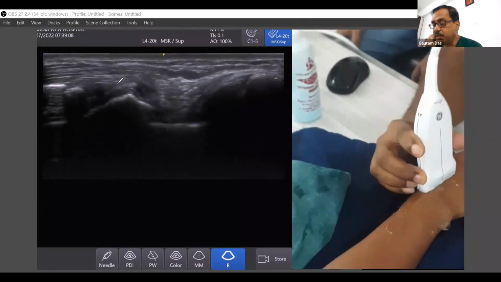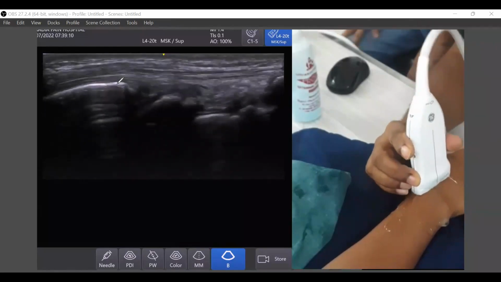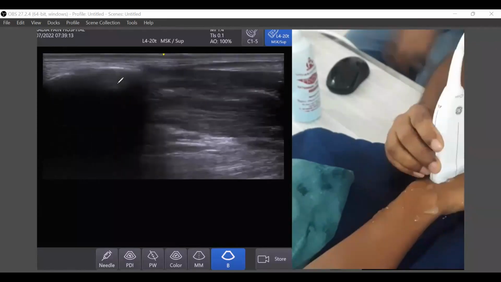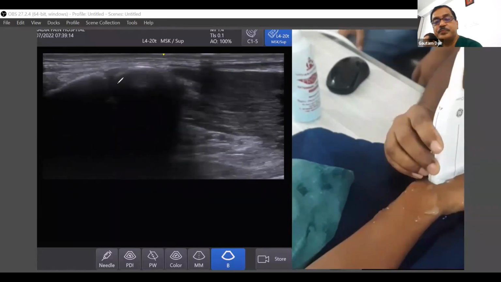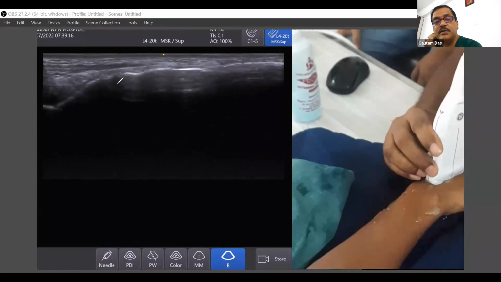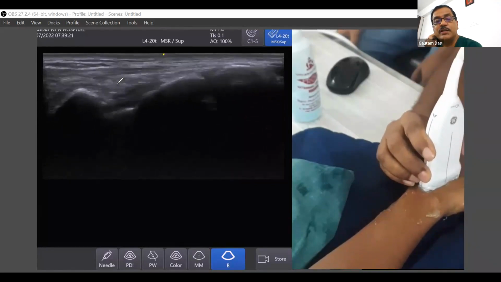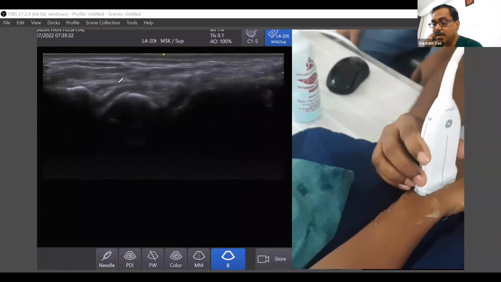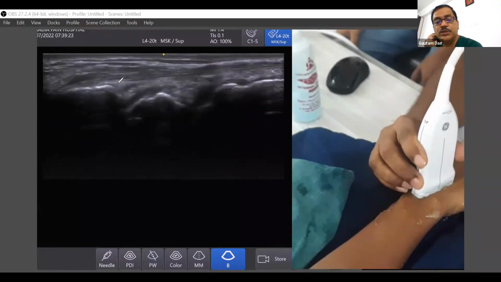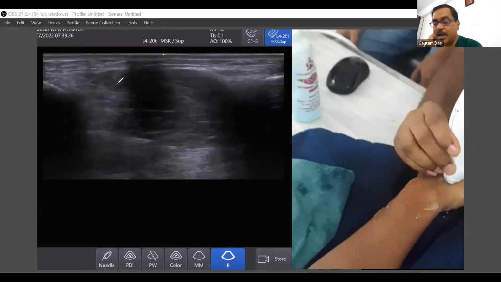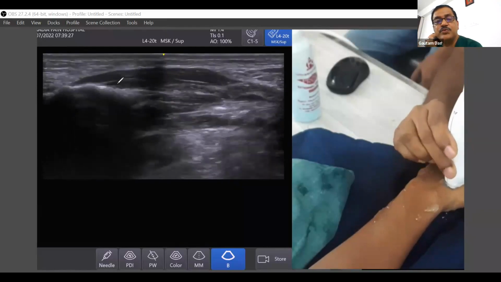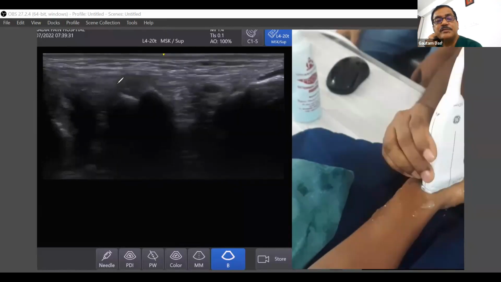Then when you are going to the third one, what will you see? The third metacarpal bone. Then we'll be seeing the capitate, lunate, and then radius. And then here, the fourth and fifth will be for the hamate, triquetrum, and the radius.